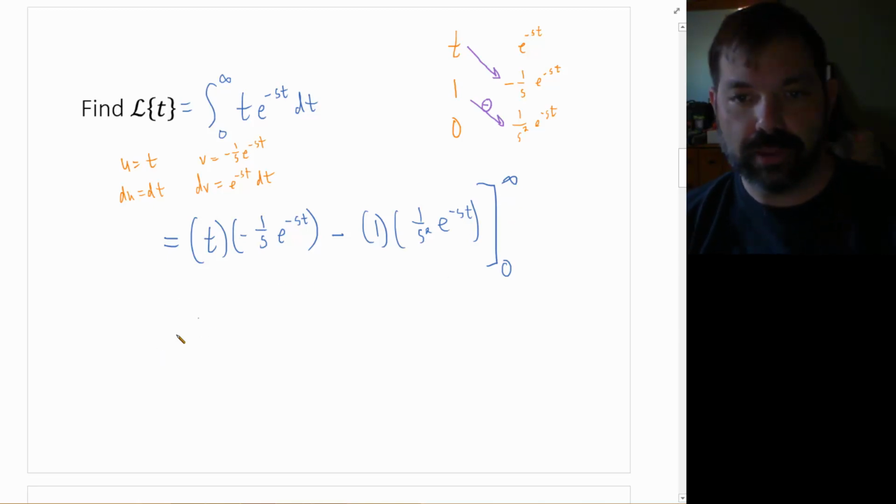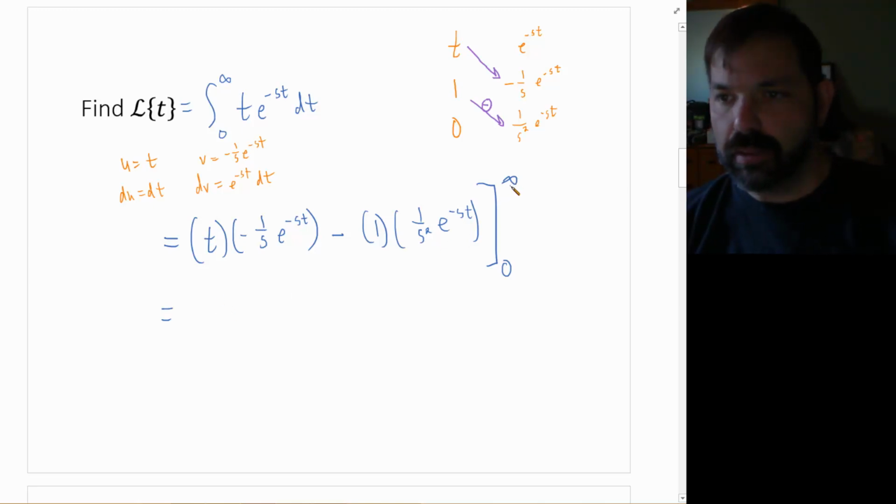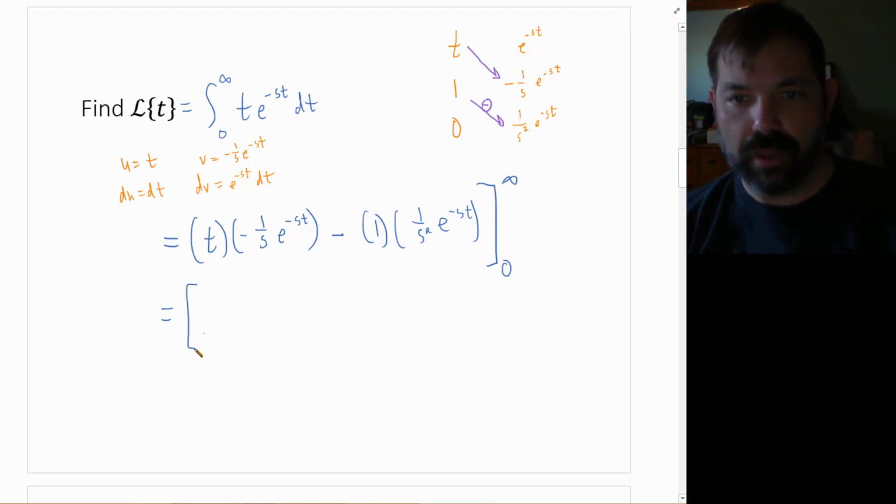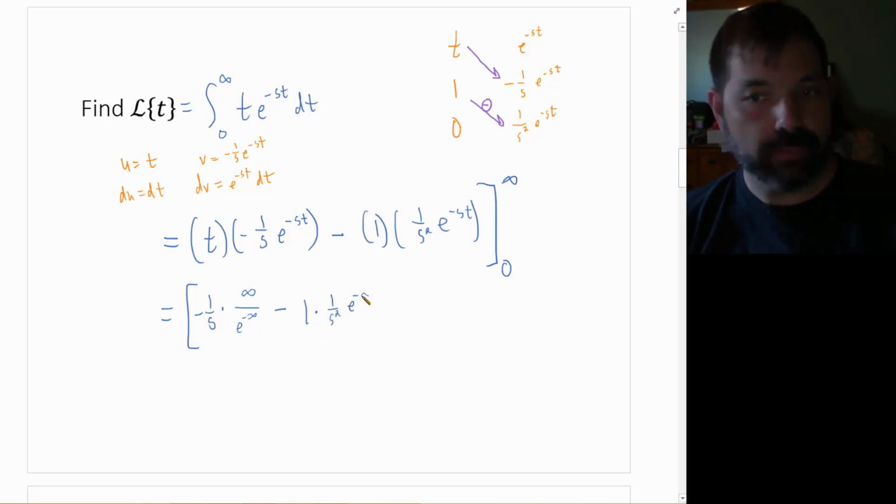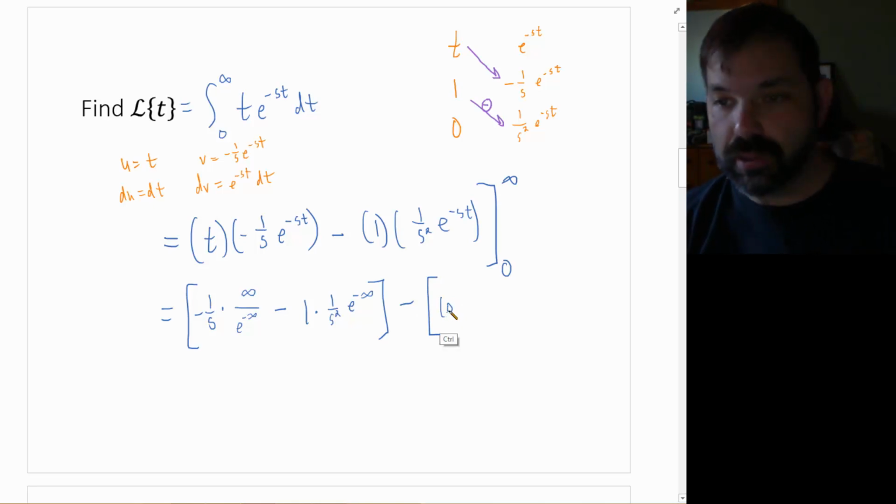All right, so now substituting infinity and 0. Letting t go to infinity, I'd have an infinity, I'd have a negative 1 over s, and then I'd have an infinity over e to the negative infinity, minus 1 times 1 over s squared e to the negative infinity, minus, now substituting 0, I'd have a negative 1 over s again, I'd have a 0, and then I'd have an e to the negative s times 0, and then a minus 1 times 1 over s squared e to the 0.